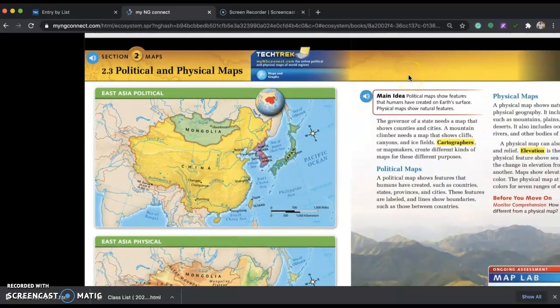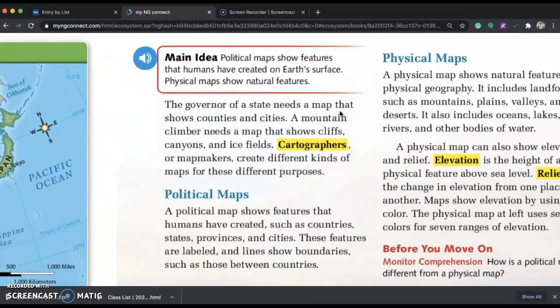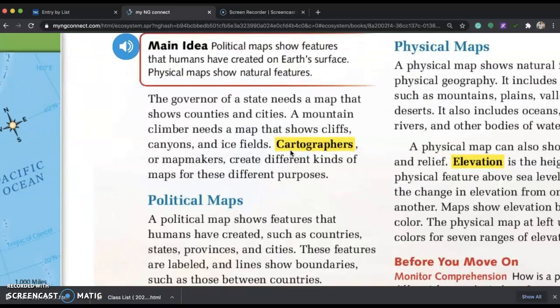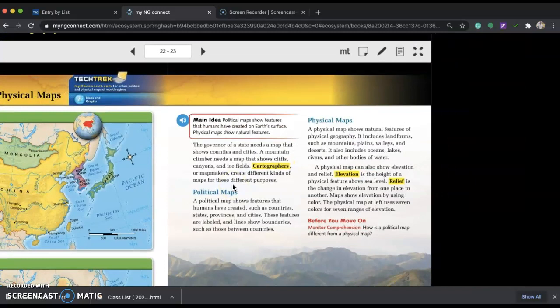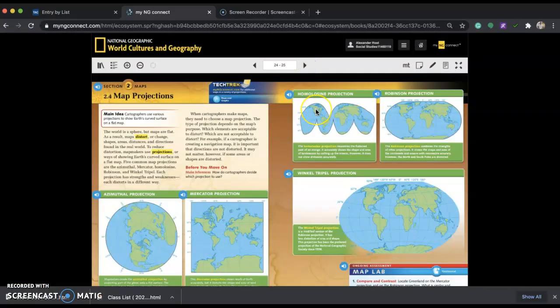All right, political and physical maps. And again, we're going to go through the whole slide of the different maps again. But map makers, and you should know this vocabulary word, are called cartographers. It's not just a map maker, that person's a cartographer. They make all different kinds of maps for different purposes, like we looked at. And we're going to go back to the other slide in just a second.